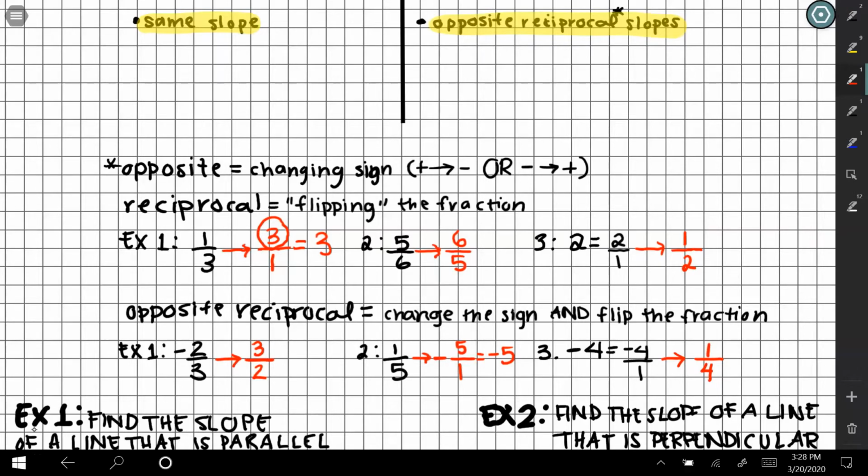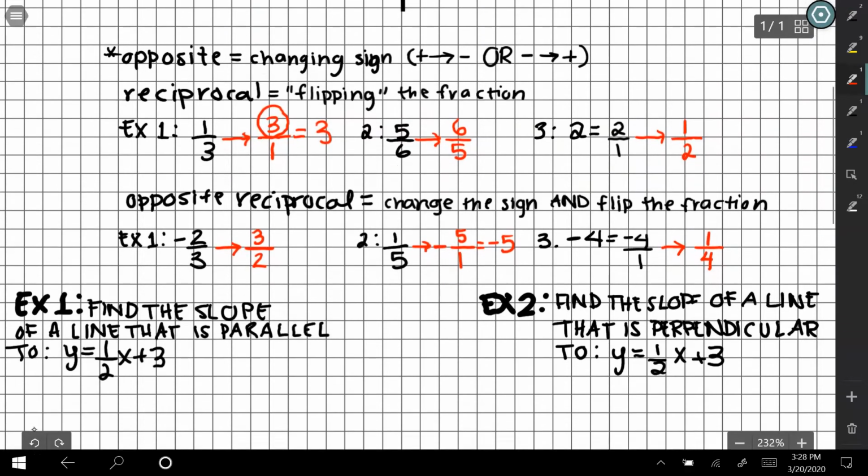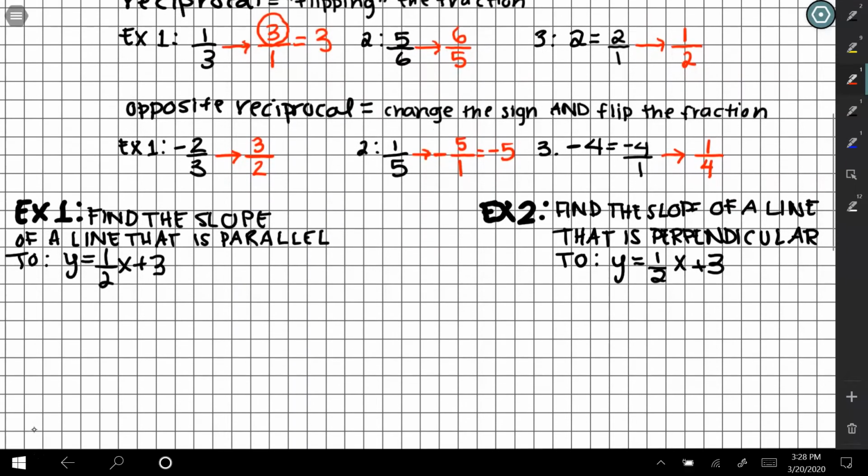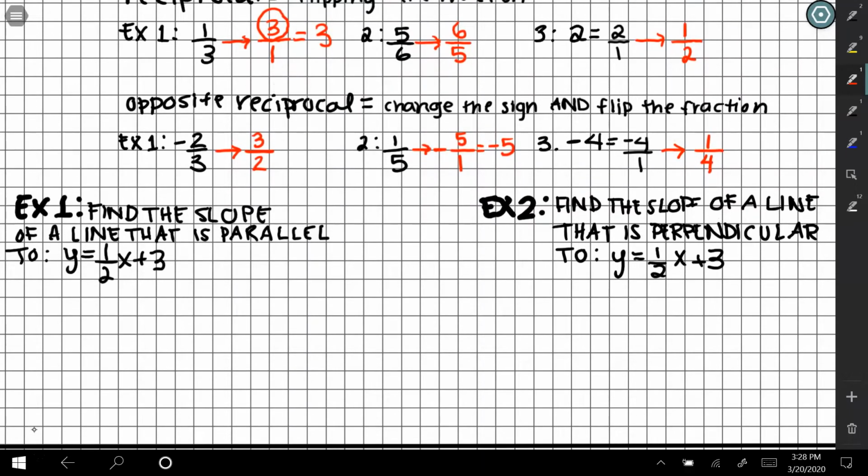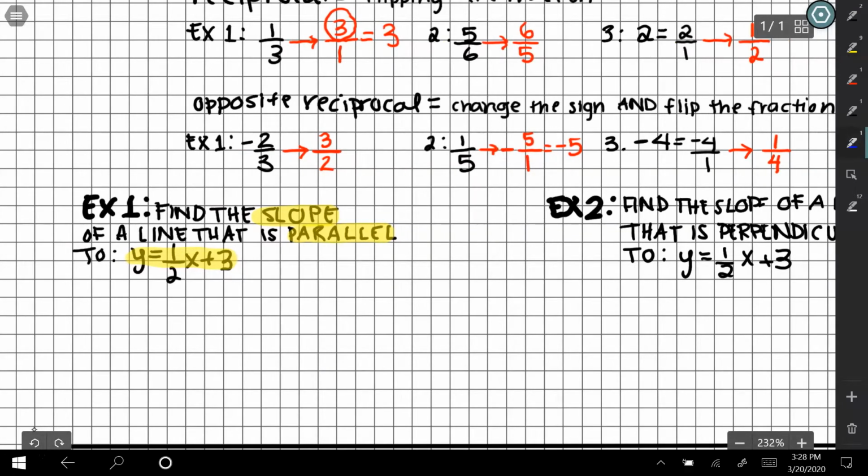Alright, we're going to go through a couple of examples, and these are the quote-unquote easy problems, and we're going to read through them. So find the slope of a line that is parallel to y equals 1/2 x plus 3. So in these problems, we are just finding the slope. So parallel, I'm going to do that in blue. So remember, parallel means we have the same slope.